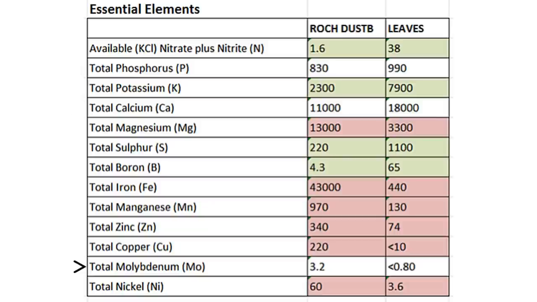The molybdenum levels are not statistically relevant. This is a tough call. Leaves have higher levels of some very critical elements, but rock dust B has higher mineral levels overall. So I'll give the advantage to rock dust B.